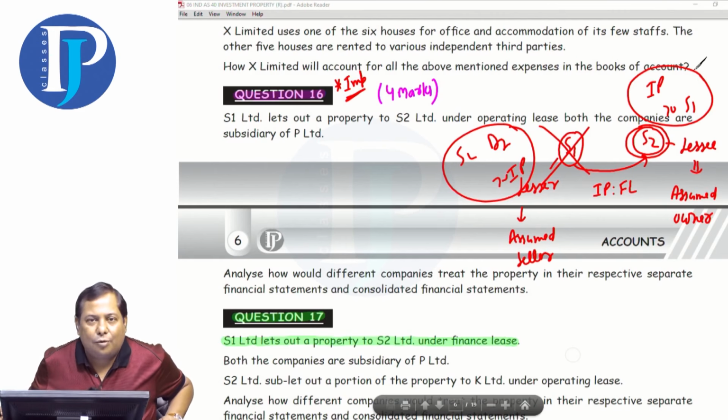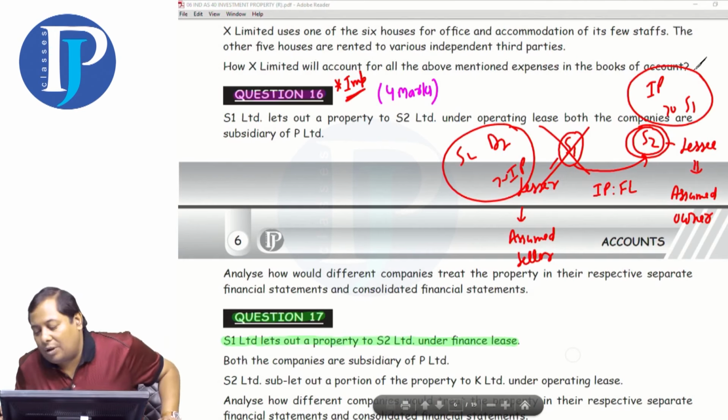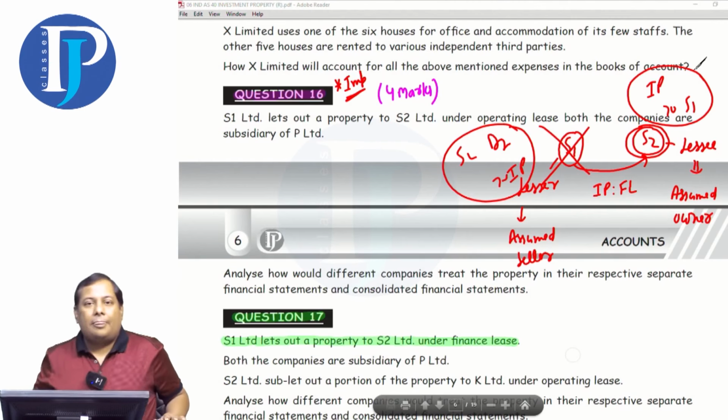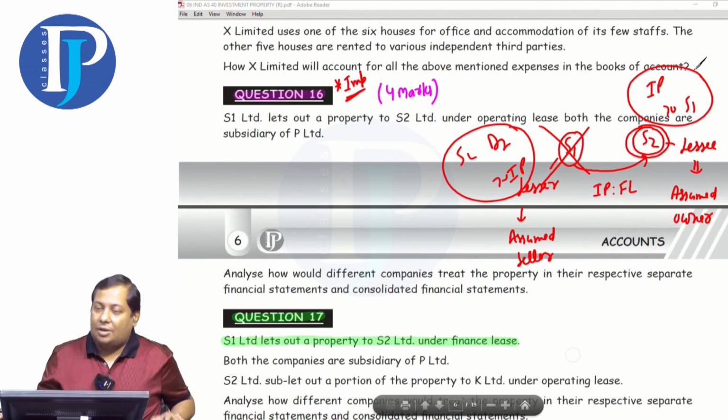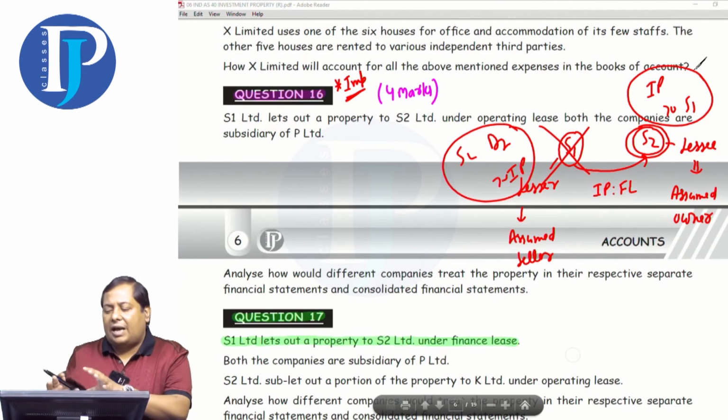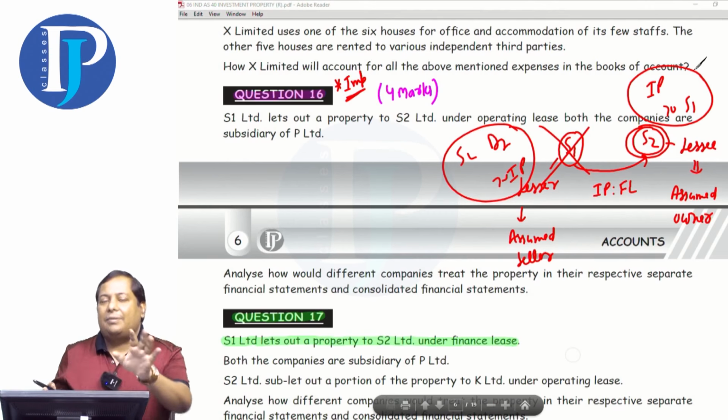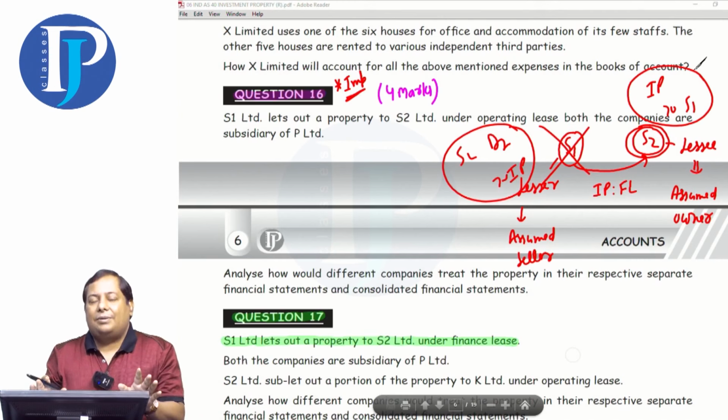Now keep one thing in mind, focus on it. Who has the asset? S1 does not have the asset, okay? The asset is with S2. He became the assumed owner. Read the question further. From which perspective did I explain all this? It was explained based on the standalone financial statements, SFS.